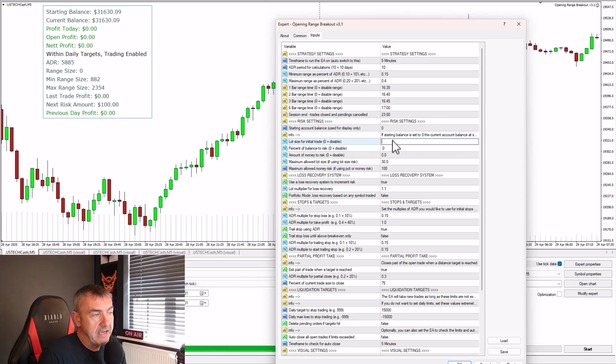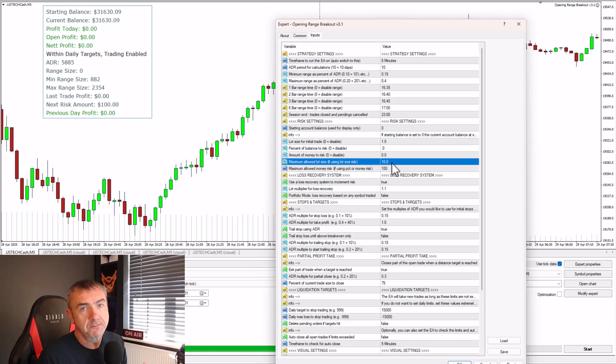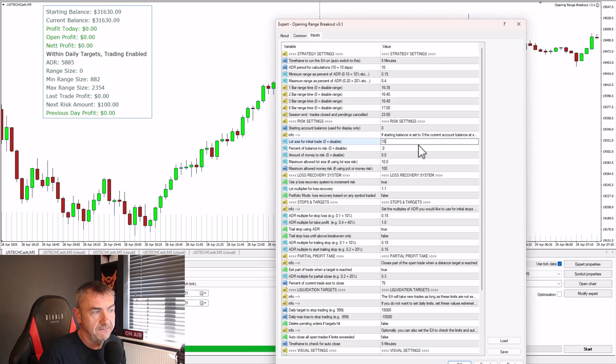So if we are using a lot size here of 1.5 and we set in here 10, what the EA will do is it will use that 1.5 lot size, but the maximum it could ever trade would be 10 lots. This is used for the loss recovery system, and also if you accidentally fat finger it and go, I want to trade 15 lots instead of 1.5, it will limit it to 10 lots. That only kicks in the lot size maximum if you are using lot size for your initial trade. If you are using monetary risk or percentage risk for your risk parameters, it will ignore that completely.